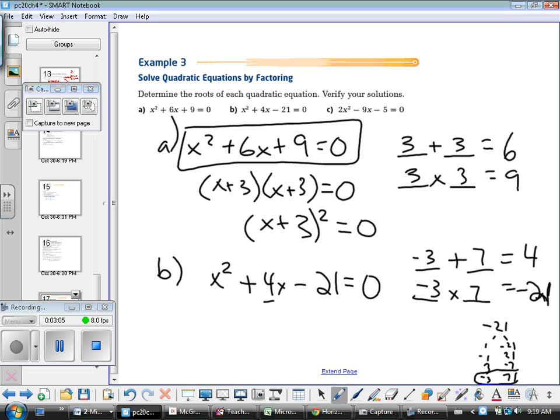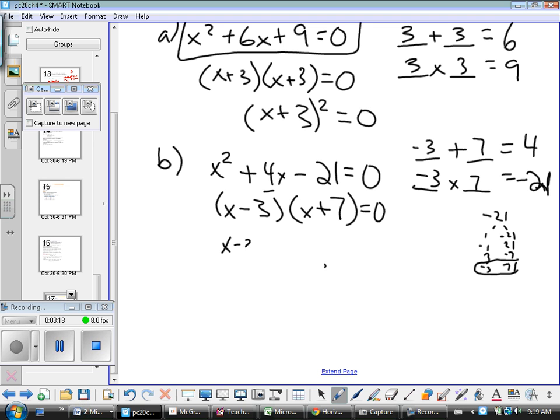And so I know that my factors are going to be x minus 3 and x plus 7. Okay? And so in order to find my roots, lots of people like to do this in their head, but you don't have to. x minus 3 equals 0, so x equals 3. Okay? And then x plus 7 equals 0, and x equals negative 7.